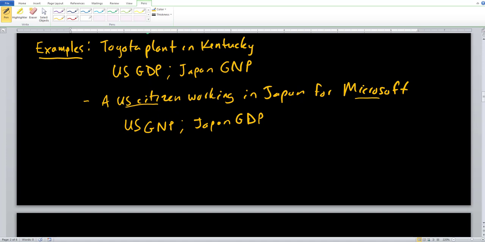If we're just talking about the citizen, then we're just going to focus in on the citizenship of that particular individual, and that's where we would fall under GNP. If we're just talking about Microsoft in general, then we just focus in on the citizenship of this firm or corporation. So in all of these examples that we take a look at, we are going to be very specific, as granular as we can, in order to make sure that you identify it correctly within GDP or GNP.